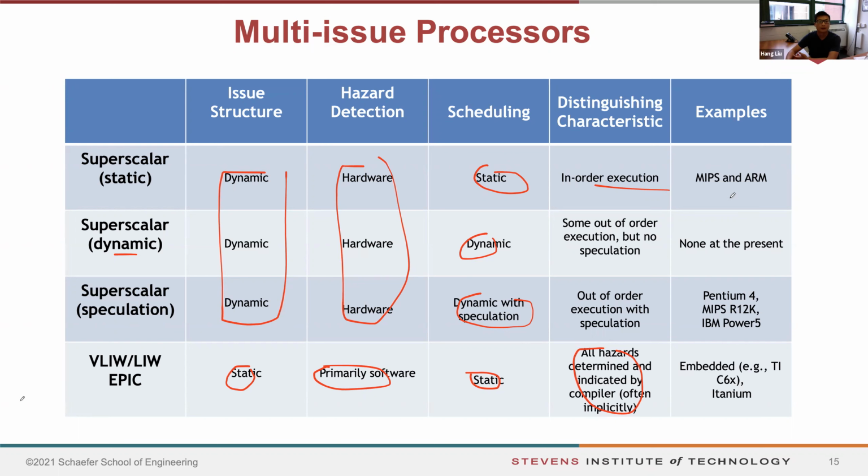All of them typically are used by some computers. For example, static superscalar is used by MIPS and ARM. Dynamic superscalar is an incremental stage, and one stage later is speculative, right? So people typically use speculative, such as the Pentium 4, MIPS, IBM Power 5. For VLIW, typically people use it in embedded systems, right?